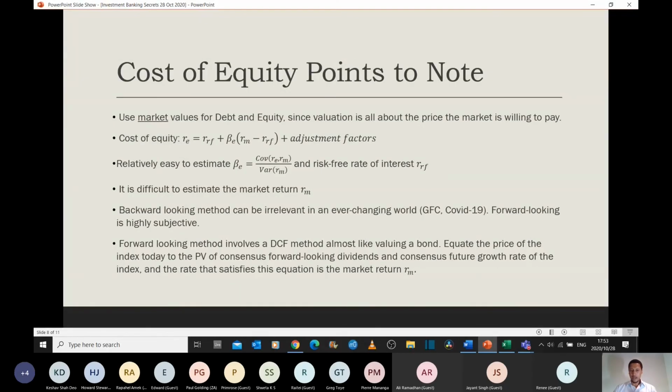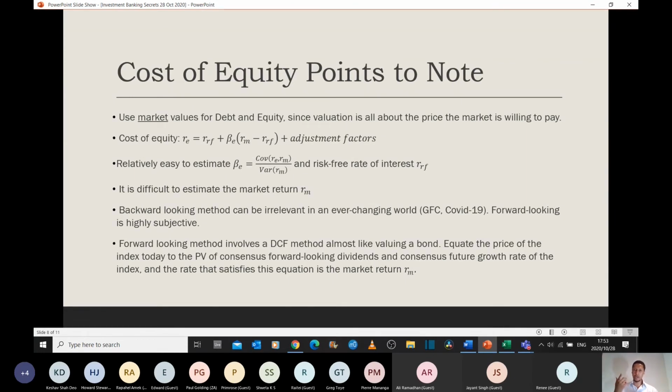Okay. Now, how do you actually estimate these variables? So the risk-free rate is just a traded government bond. You can get that very easily from Reuters or Bloomberg. The beta is actually easy to estimate. You just take your historical returns of the company.